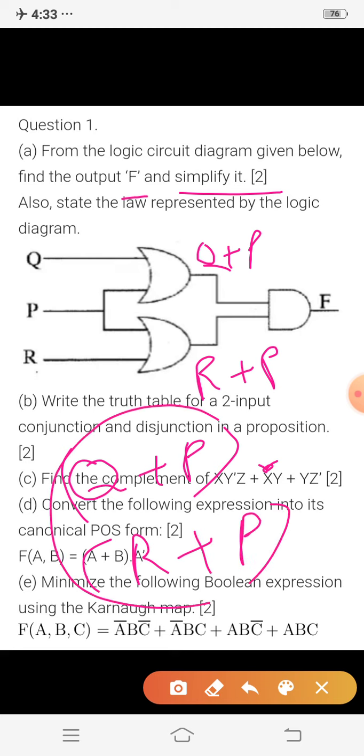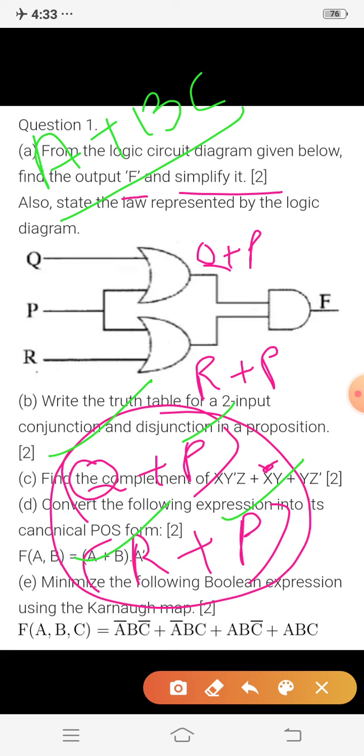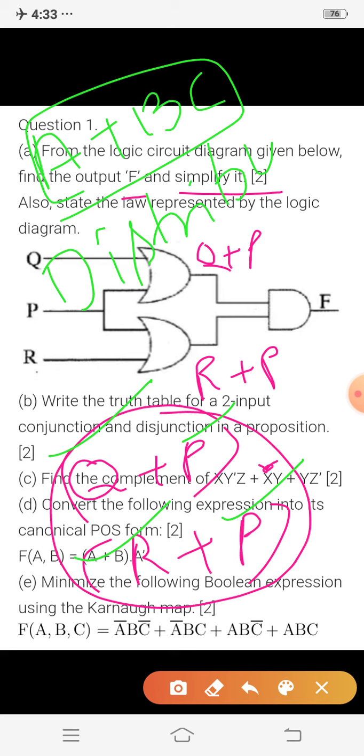Now this is which law? It is A plus B, A plus C. Look at here. A plus B, A plus C. So A plus B C is equal to (A plus B)(A plus C). And which law is this? Distributive law. So the answer is distributive law.